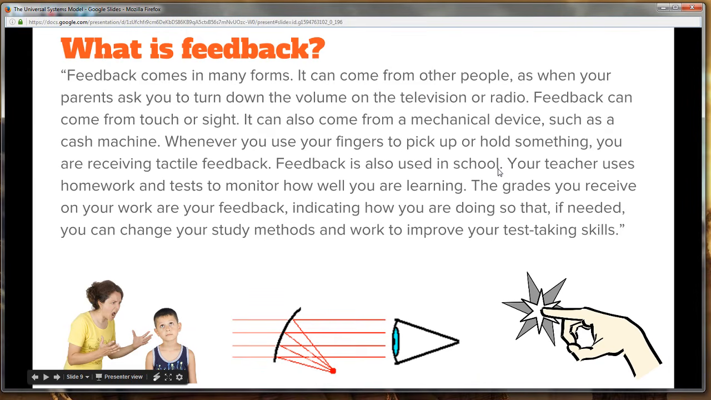Feedback is also used in school. Your teacher uses homework and tests to monitor how well you are learning. The grades you receive on your work are your feedback, indicating how well you are doing so that if needed, you can change your study methods and work to improve your test taking skills.